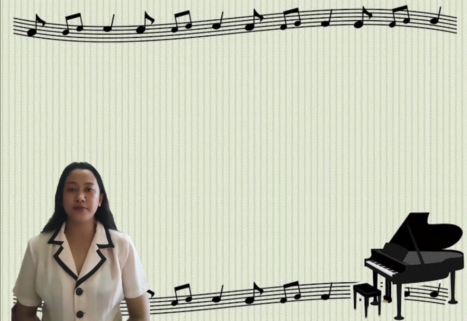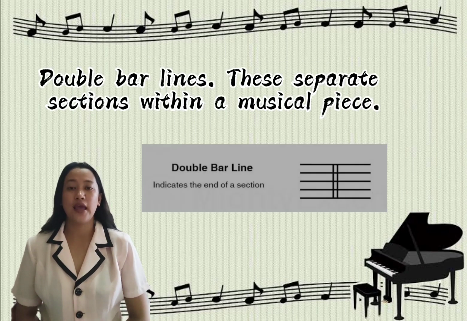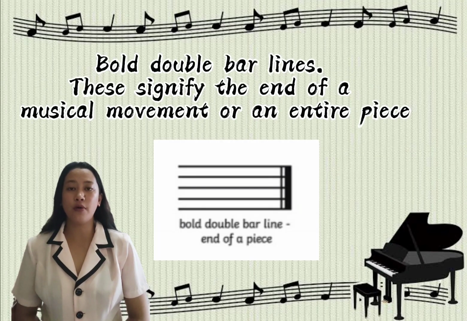What are the types of bar lines? On ledger lines, bar lines differentiate musical measures. Some of the types of bar lines found in musical notation include the single bar lines. These separate one musical measure from another. Second, the double bar lines. These separate sections within a musical piece. Bold double bar lines. These signify the end of a musical movement or an entire piece.